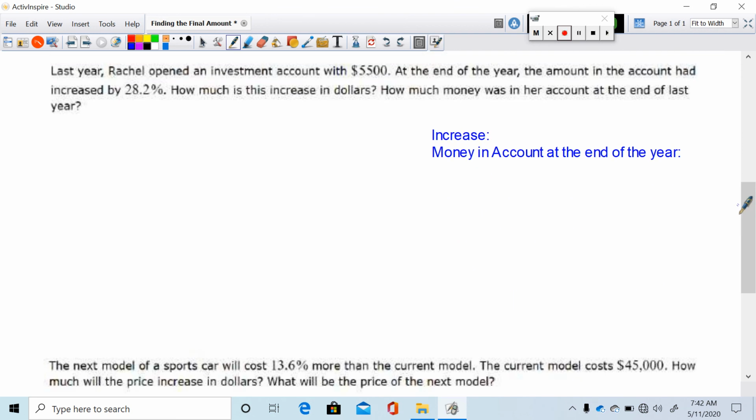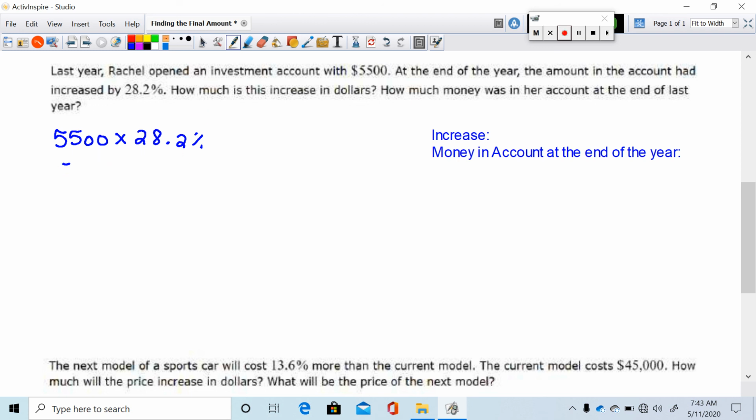Okay, last year Rachel opened an investment account worth $5,500. So that's the amount she put in. At the end of the year, the amount in the account had increased by, even though it says increase, that doesn't mean you add here. You're always starting out by multiplying by the percentage. So increased by 28.2%. Okay, so that's the end of the sentence. So we're going to figure that out before we go on.